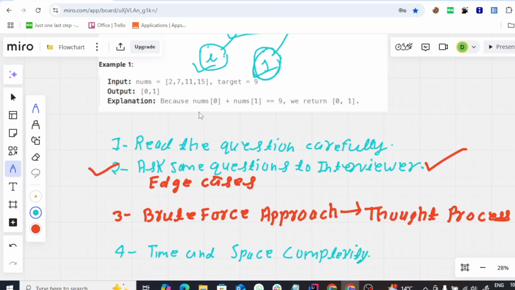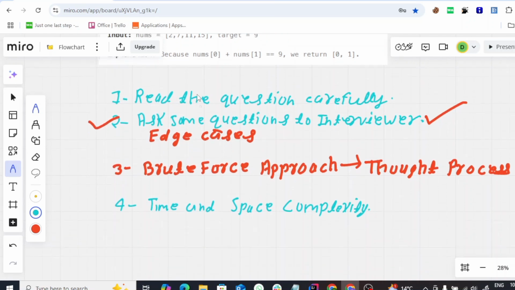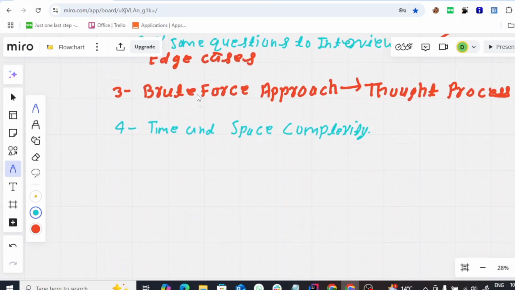So we have n elements and I am using two for loops. That's the reason the time complexity will be order of n square. Simple, because we are using two for loops. Order of n square, and the space complexity will be constant. Why will it be constant? Because I am not using any extra space. That's the reason the space complexity will be order of 1, that is constant.